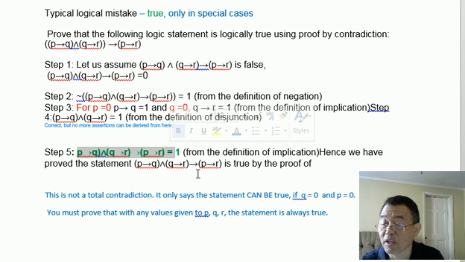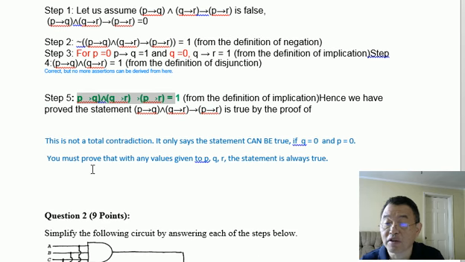But this is not really a contradiction. This is not a total contradiction. This only says that the statement can be true if q equals 0, p equals 0. Your derivation is perfectly correct, but that's not proof by contradiction. What you need to do is prove that for any values of p, q, r, the statement is always true.